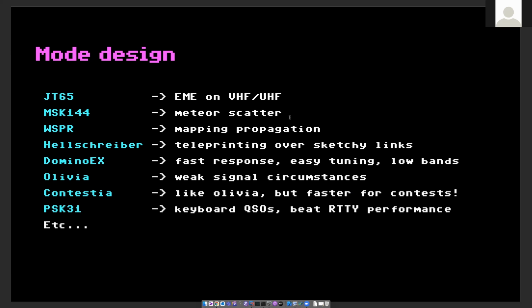But I think it's kind of fun just to look at a lot of the modes, even the ones I don't use, and try to understand, well, why did someone make it, and why did their design choices end up making it good for a certain use case?